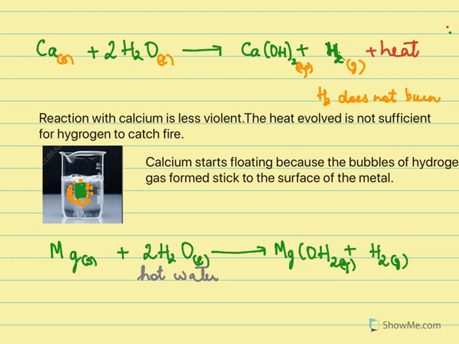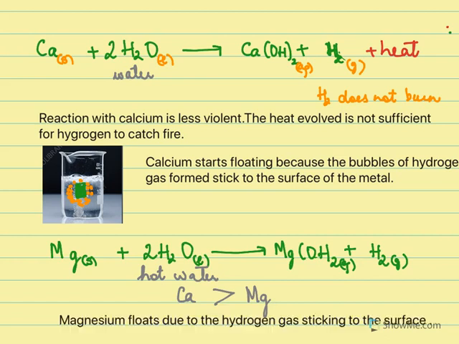Calcium, you need not have hot water, just any water. This clearly goes to say that calcium is more reactive than magnesium, because calcium reacts in any water while magnesium reacts in only hot water. And magnesium too gives out hydrogen and begins to float just like calcium. So magnesium too floats due to hydrogen gas sticking to the surface.